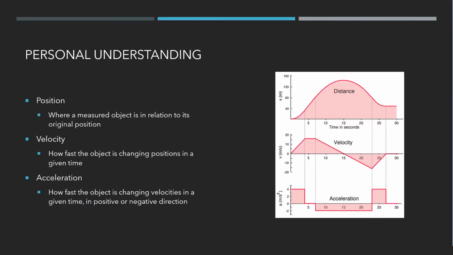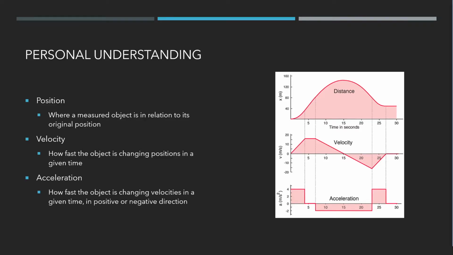Now for me, I'm a much more visual learner, so I like looking more at graphs, such as this one. So for me, position is defined as where a measured object is in relation to its original position. So in this graph, the first graph is the position, and the origin is at 0 seconds at 0 meters, and then it moves away from that around 150 meters at about 15 seconds, and then returns back towards the origin but never reaches it or passes it in the negative direction.